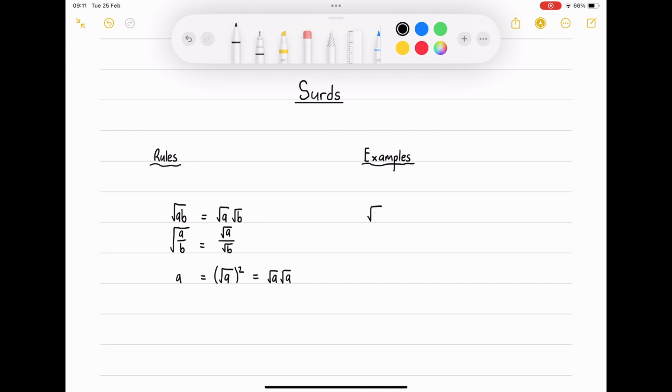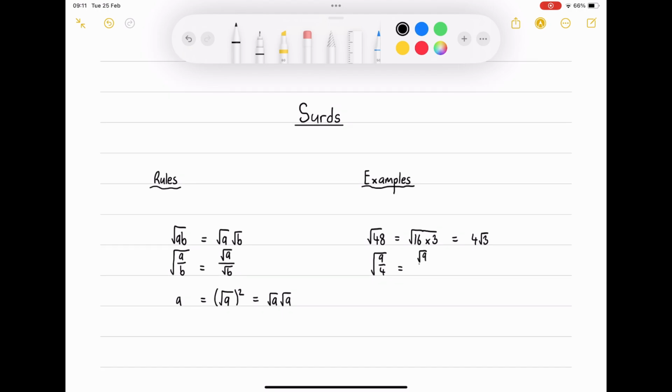Let's have a look at some examples. First, root 48 can be split into root 16 times 3. The root of 16 is equal to 4, so the answer is 4 root 3. Next, root 9 over 4. First, split the root, so root 9 over root 4. Root 9 equals 3, and root 4 equals 2, so the answer is 3 over 2.